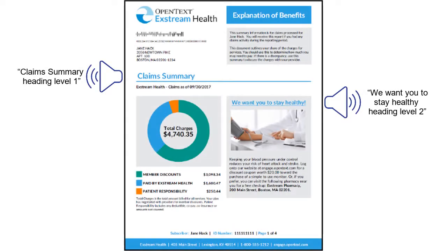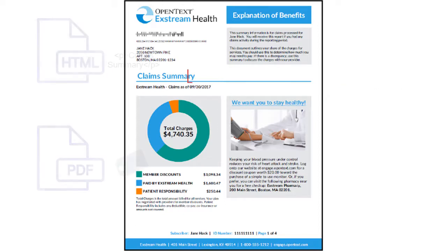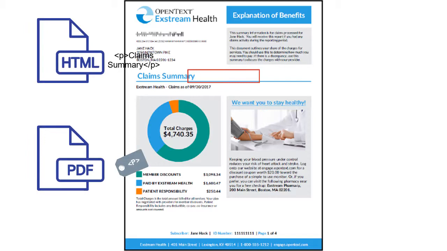Since screen readers announce the heading level along with the text, properly tagged headings provide important information about the document hierarchy. In Exstream, your design headings are tagged as regular paragraphs by default. For a screen reader to identify text as a heading, you must manually tag the text in Designer.